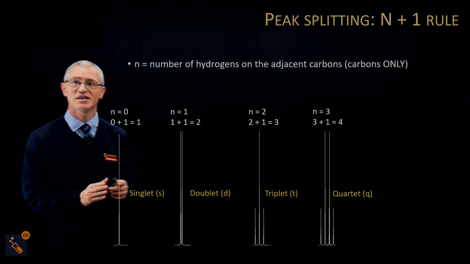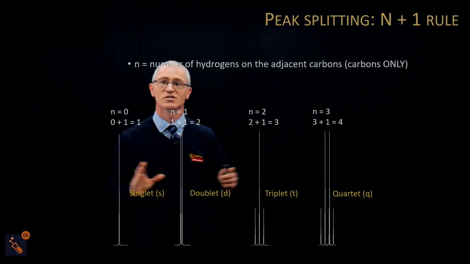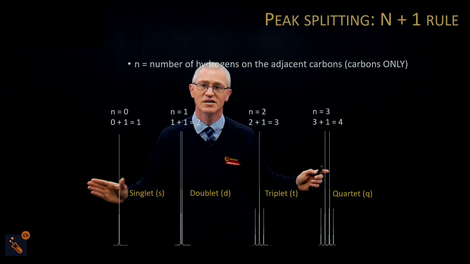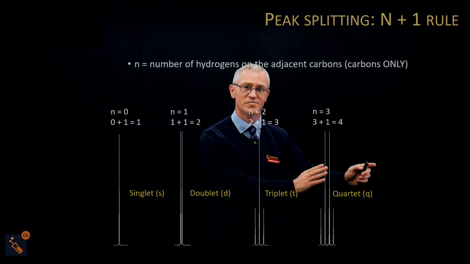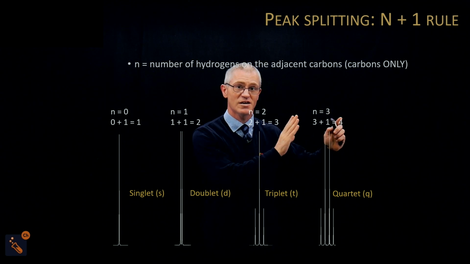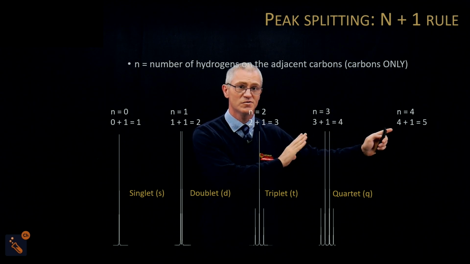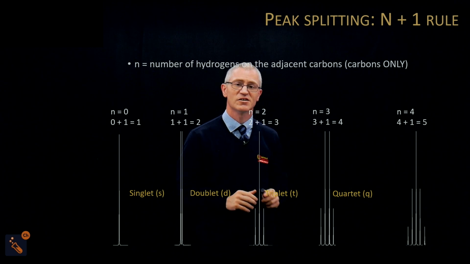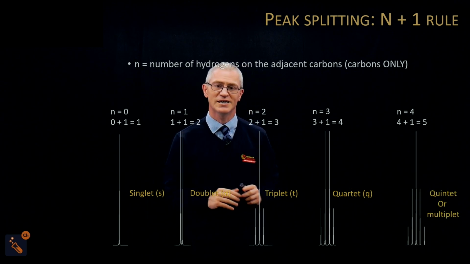Now these are the main ones you're going to have to know, okay? So you're going to have to know these four. You can go further, and you can keep going. N equals 4, for example, 4 plus 1 equals 5, and you'll get this kind of pentet or quintet.